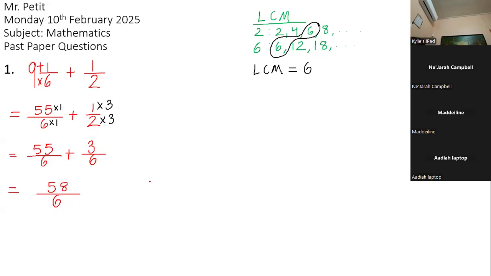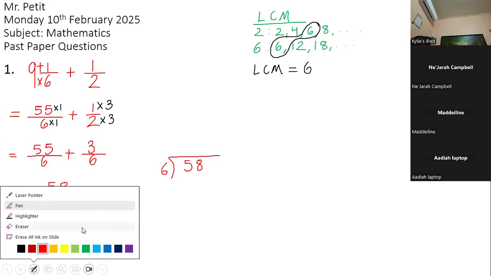And we divide, so we say 6 into 58. How many times? Well, let me put this above.